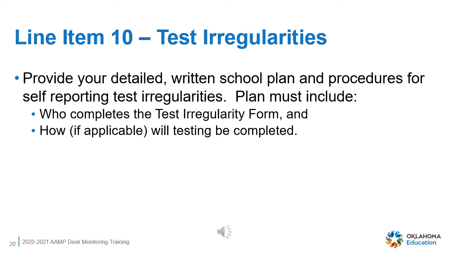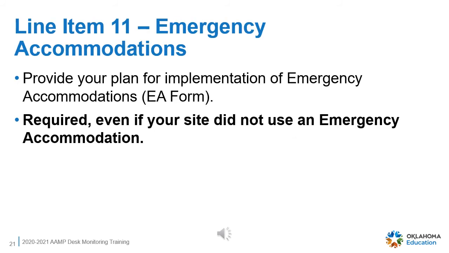Next is line item 10. Each site will provide a detailed procedure for self-reporting test irregularities. The plan needs to include who completes the test irregularity form and how, if this is applicable, will testing be completed. Line item 11 is emergency accommodations. Sites scheduled to be monitored will provide plans for implementing emergency accommodations. This plan is required even if your site did not use an emergency accommodation.